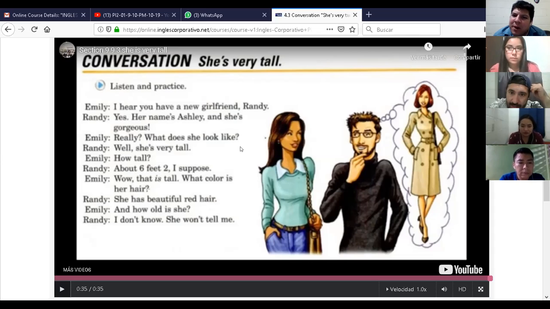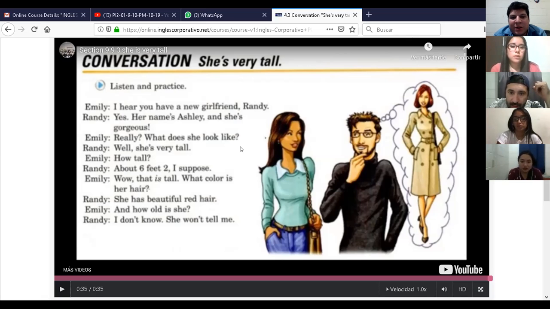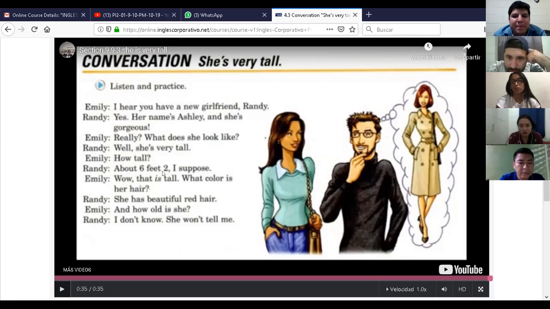Well, she's very tall. How tall? About 6 feet two, I suppose.